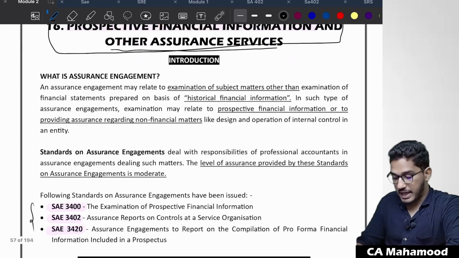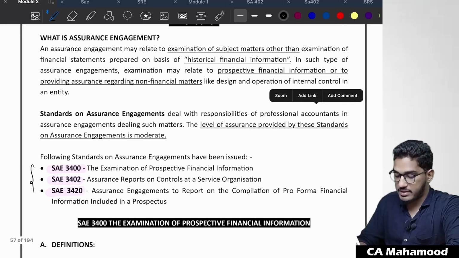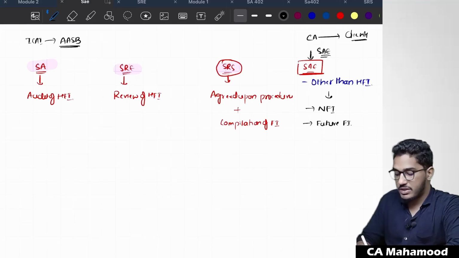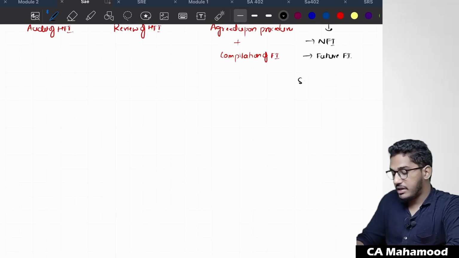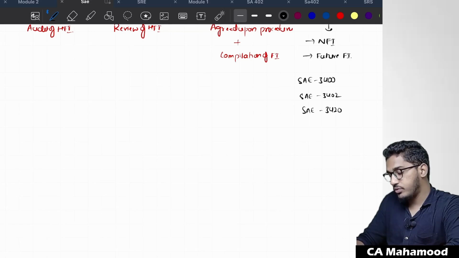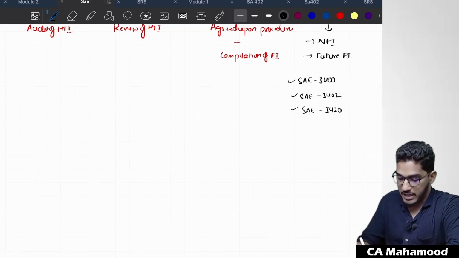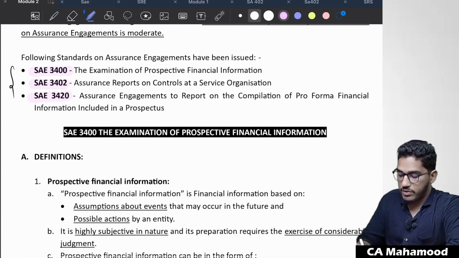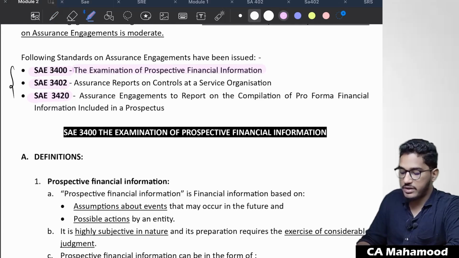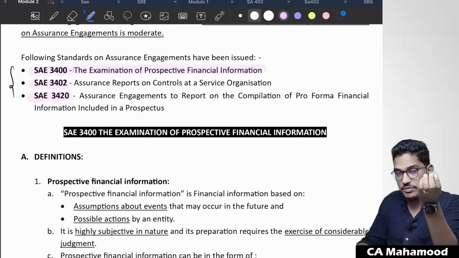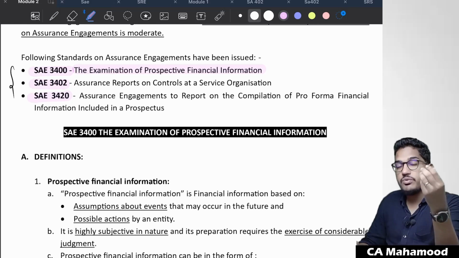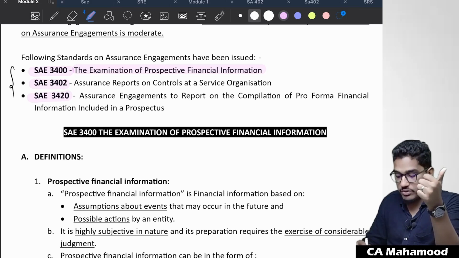And as I've told, in this category of SAE, only 3 standards are issued. Those 3 standards we are going to discuss now. So what are the 3 standards which are given? The 3 standards are SAE 3400, SAE 3402, and SAE 3420. So we'll try to take up each and every standard and understand it in a detailed manner. SAE 3400 is going to talk about examination of prospective financial information. In case your client calls upon you to verify the future financial information, what you are supposed to do and how you are supposed to do that engagement, that guidance has been given under 3400.